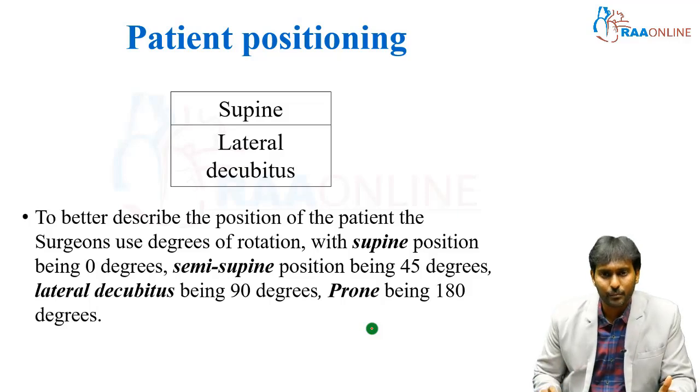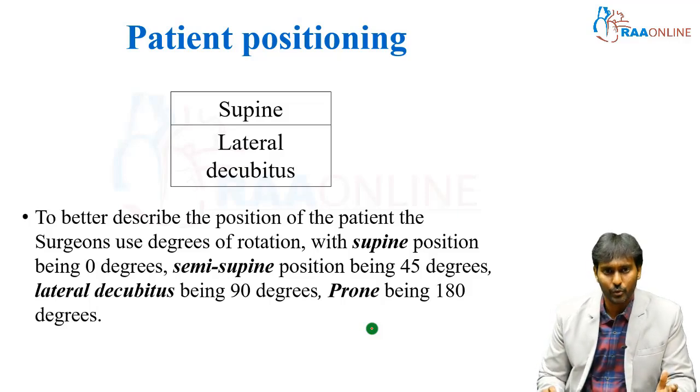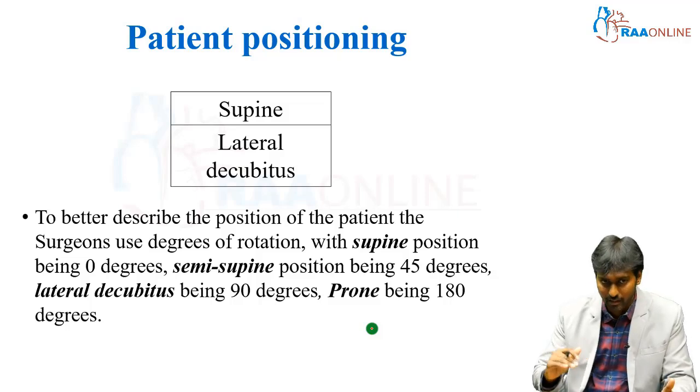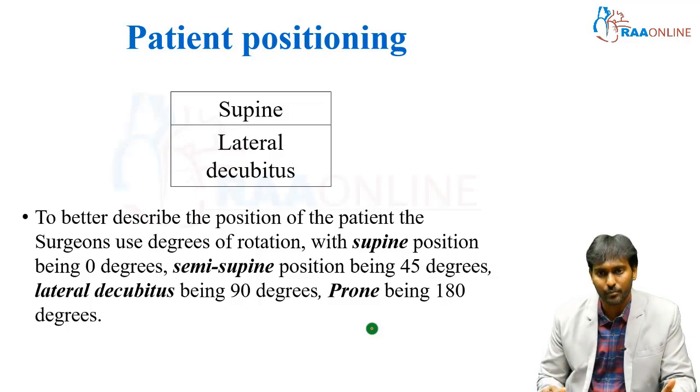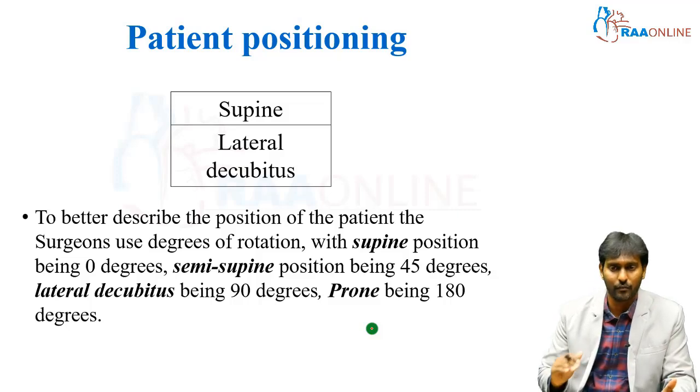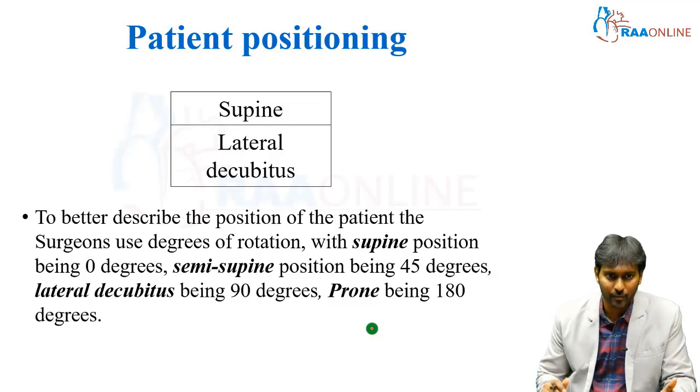To better describe the position of the patient, surgeons use the degree of rotation, and based on that, you can classify them as the supine position, where the patient is at an angle of 0 degrees, and next is a semi-supine position, where the patient is at an angle of 45 degrees. Next is a lateral decubitus position being 90 degrees, and next is prone position being 180 degrees.